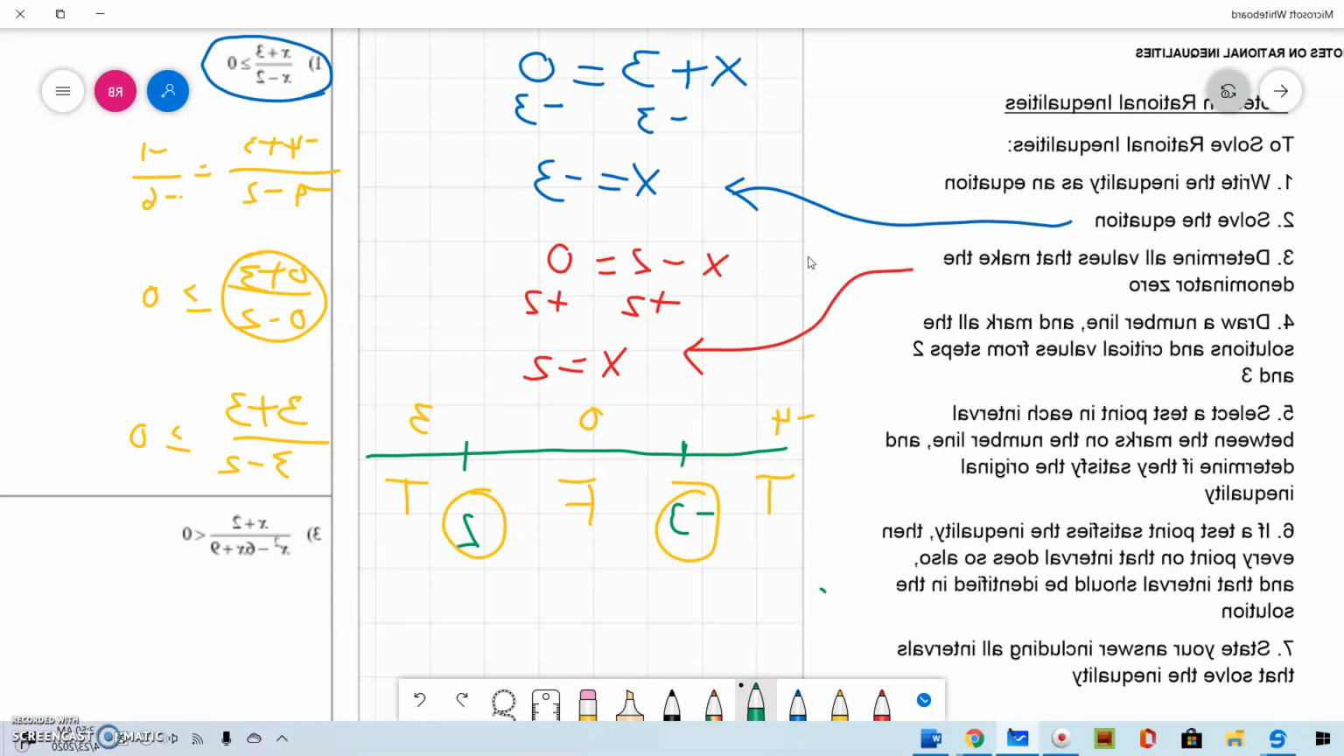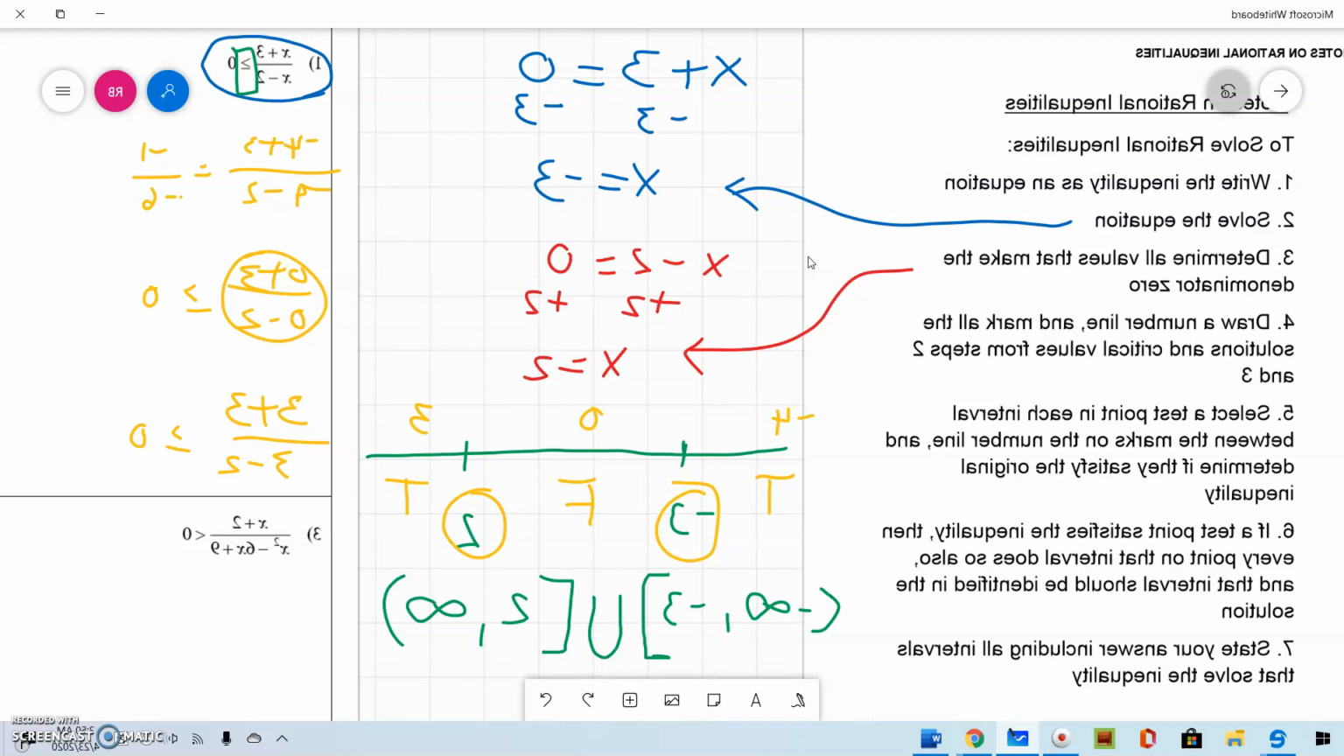And you see that it's true from negative infinity all the way up to negative 3. And you look at the inequality sign again, and it's inclusive. So that's why you use the bracket. And then union, because it includes its or. And then 2 to infinity. So the reason I use a bracket with the negative 3 and 2 is because the inequality itself says inclusive. And that's how you solve the rational inequalities.